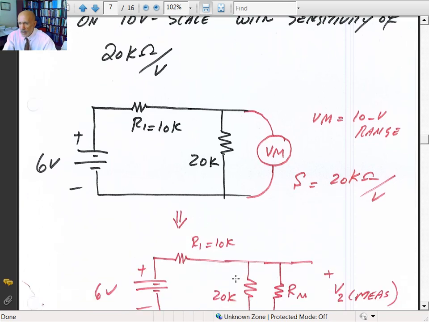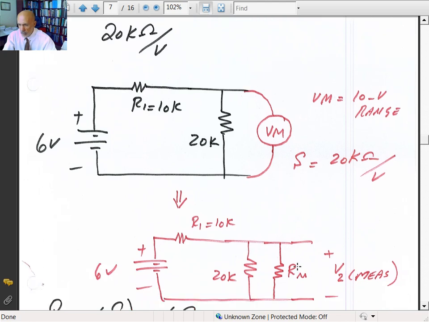R1 is equal to 10K, R2 is equal to 20K, but then you put a voltmeter there, you're really putting a resistance R of M in parallel with it, just like we did with case A with the voltage divider loading effect.